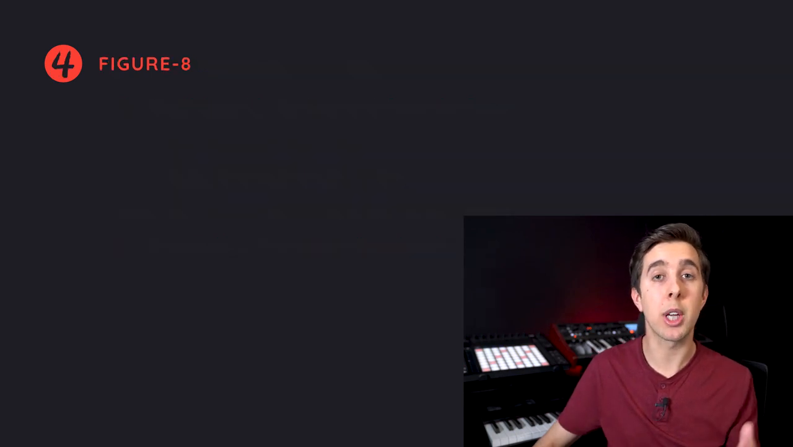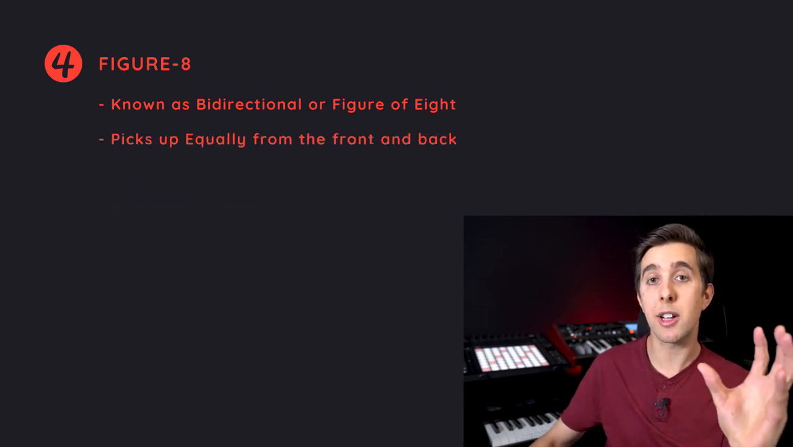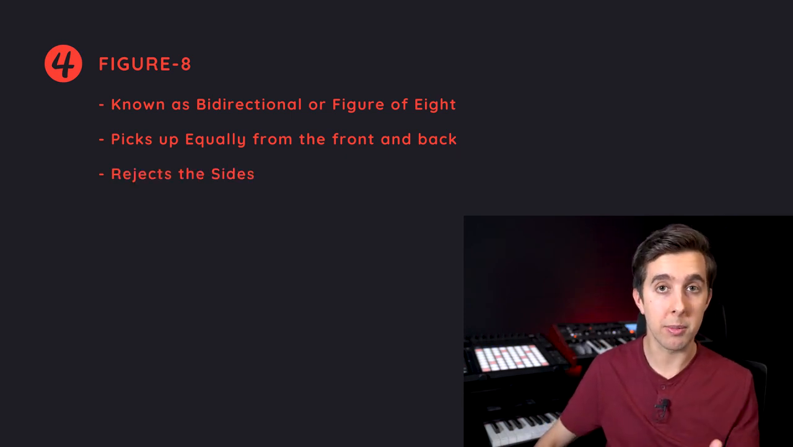And the last polar pattern we're going to look at is figure of 8. So this microphone is also known as a bidirectional, and it picks up equally at the front of the microphone and the rear of the microphone. However, it does reject the sides of the microphone.